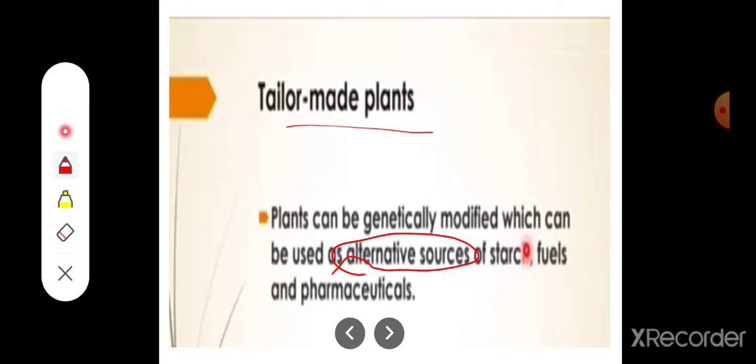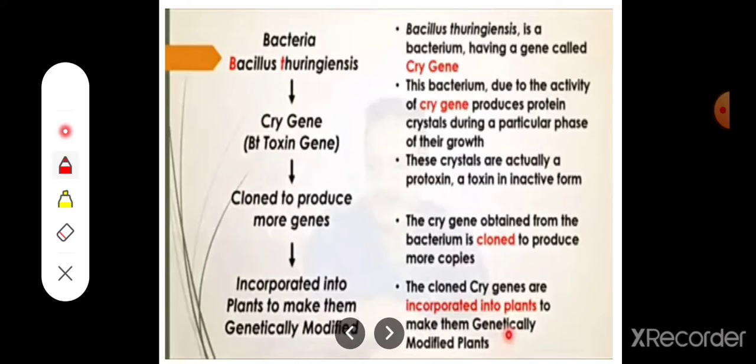Okay, so in addition to these uses, genetically modified plants have been used to create tailor-made plants to supply alternative resources to industries in the forms of starches, fuels, and biopharmaceuticals. Okay, so this is about the tailor-made plant. Now let us move on to the most important part of our chapter, children. It is the application of biotechnology in agriculture. We will learn about that in detail.